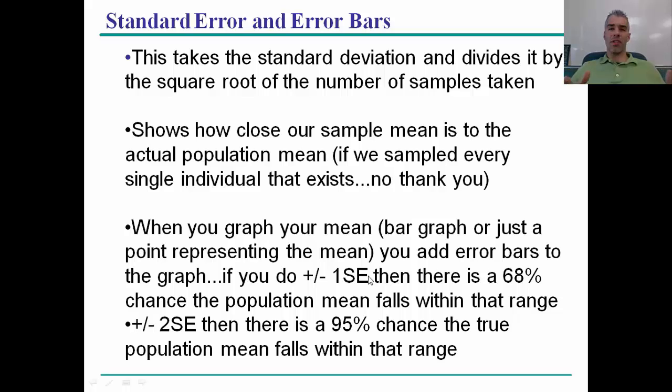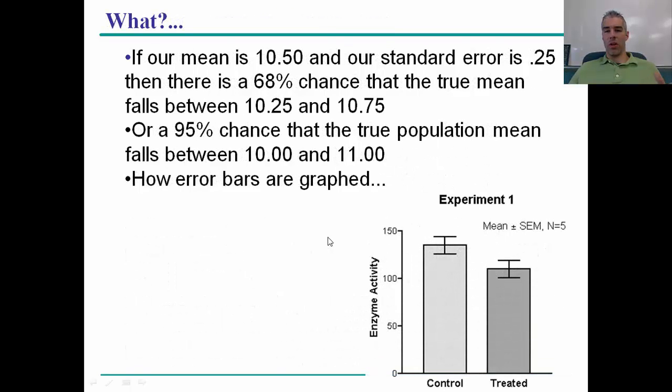That 95% number is very important, or rather, a less than 5% chance that it could not be within there. And that tends to be the way science works: that 5% chance that it may not be could be explained by chance alone or randomness.